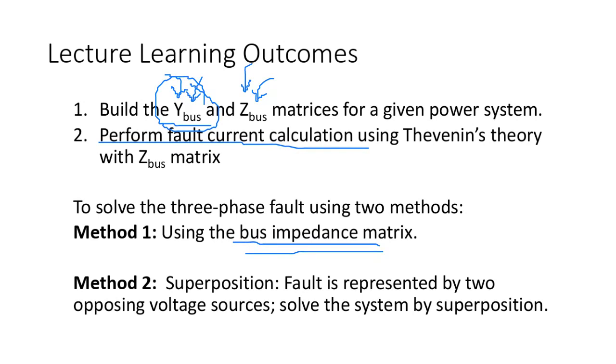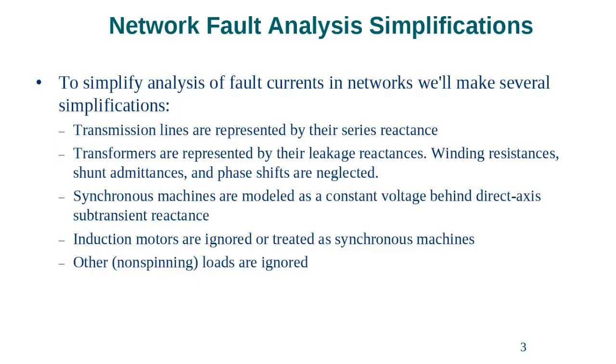But when you invert it, Z bus is not necessarily zeros. It's not necessarily sparse. Okay, so it will be different. The inversion of a sparse matrix will not give you a sparse matrix, but a symmetric matrix will give you a symmetric matrix. Okay, so using the bus impedance, we also have the superposition. We do it by imposing 2 voltage sources. Okay, so this is what we do.